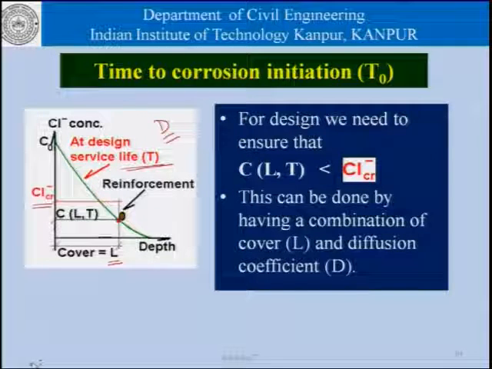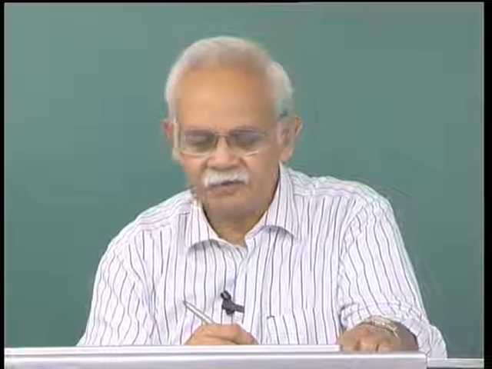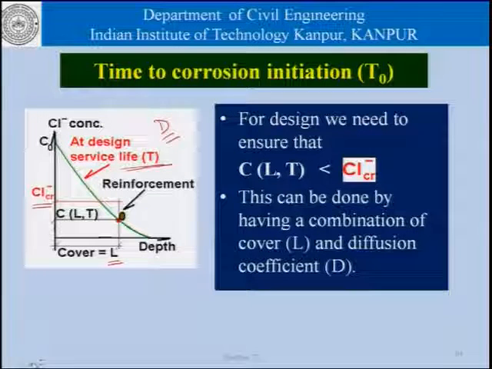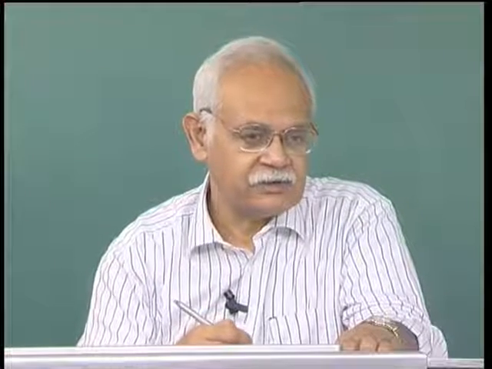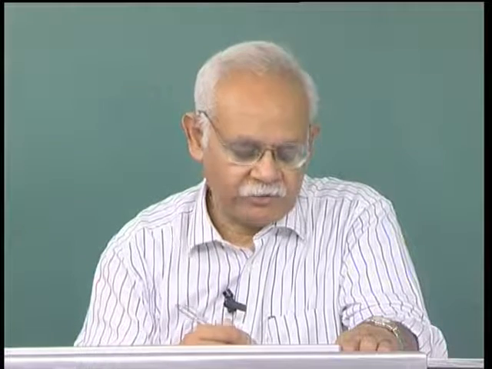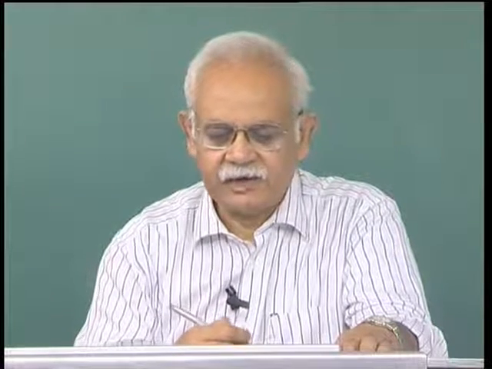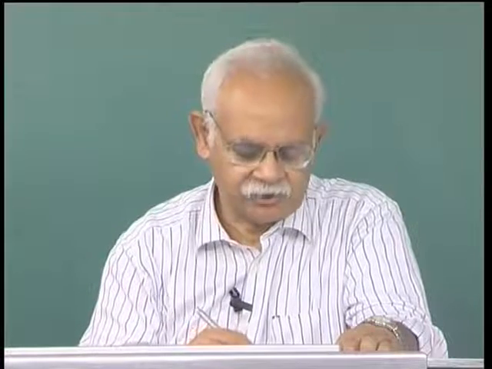And as far as design is concerned, what we need to ensure is that the chloride concentration at L at the end of the service life t should be less than the Cl_cr, that is the critical chloride concentration. And this can be done by having a combination of the cover L and the diffusion coefficient D. Either we can increase the cover or we can reduce the diffusion coefficient, or use a combination of these two methods. So long as we do that, we will be able to have a durable structure.